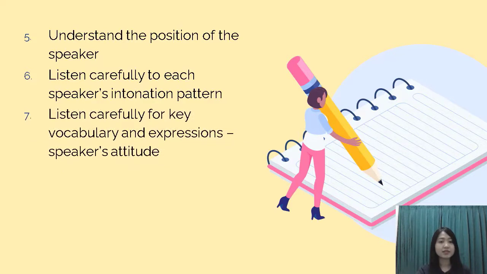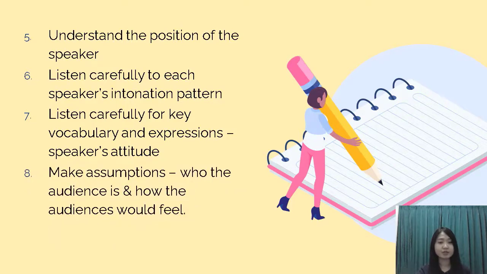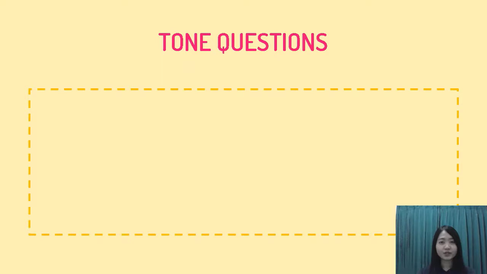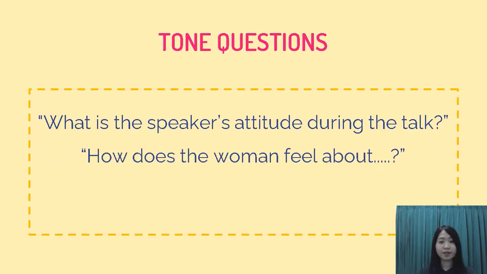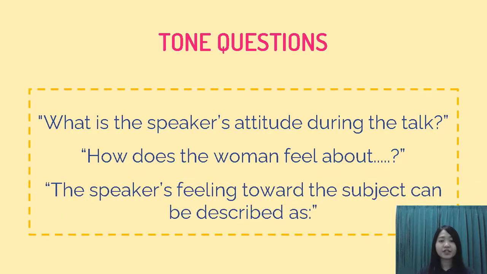Number 7, you need to listen carefully for key vocabulary and expressions about the speaker's attitude. Number 8, you need to make assumptions about who the audience is and how they would feel about listening to such a talk. Understanding the attitude of the speaker will enable you to determine the tone of the talk. These are the examples of tone questions that you may find while you listen. The first example, what is the speaker's attitude during the talk? How does the woman feel about? The speaker's feeling toward the subject can be described as.